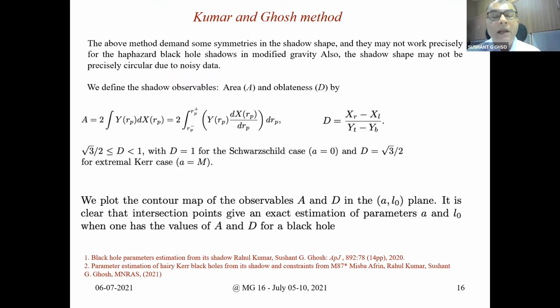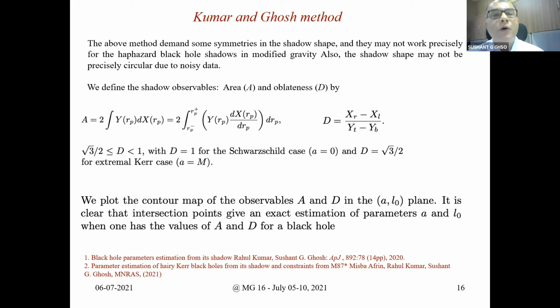Now let us look at the application of using the shadow to find parameters associated with the Kerr black hole or hairy Kerr black hole. There are many methods available in the literature, and the original first method was given by Hioki. The Hioki method was based on the radius observable RS and the distortion delta S. But in that case, you need to have a proper symmetry for the shadow shape.